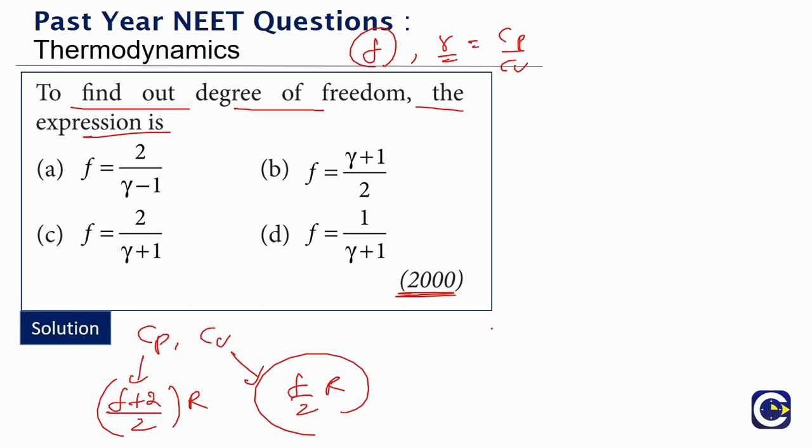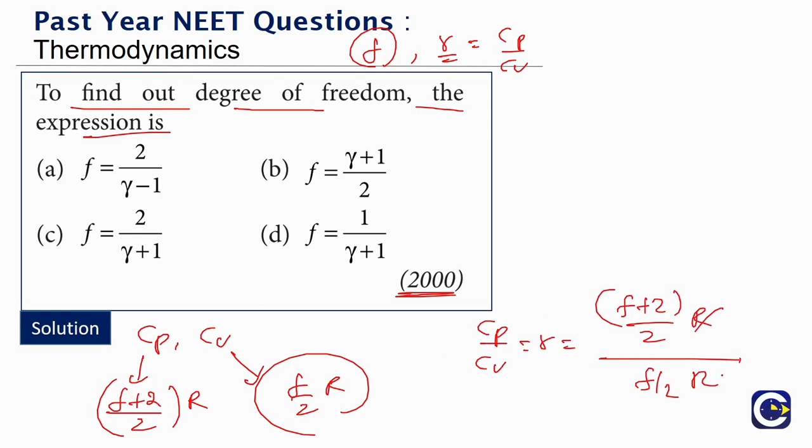From here we get the relation that Cp by Cv is gamma, right? So gamma will be equal to Cp, which is F plus 2 by 2 into R, divided by Cv, F by 2 into R. So R is cancelled, 2 is cancelled. What is it? F plus 2 by F. In fact, this is a common relation that a lot of us try to remember: gamma is equal to F plus 2 by F.